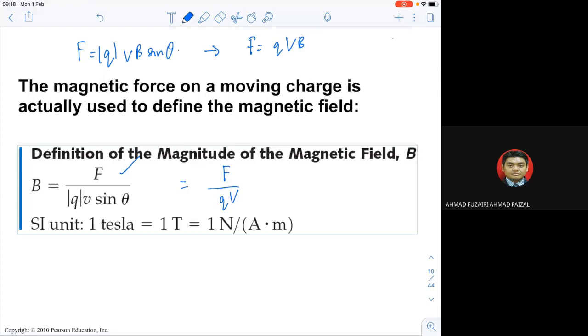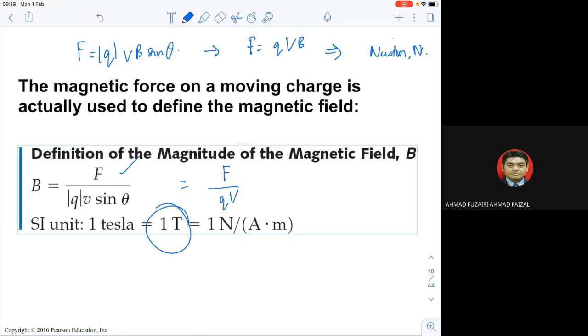Remember, V is not electric potential. V is velocity. The unit of V is meter per second. The force has an SI unit of Newton, but the magnetic field B has the SI unit of Tesla.